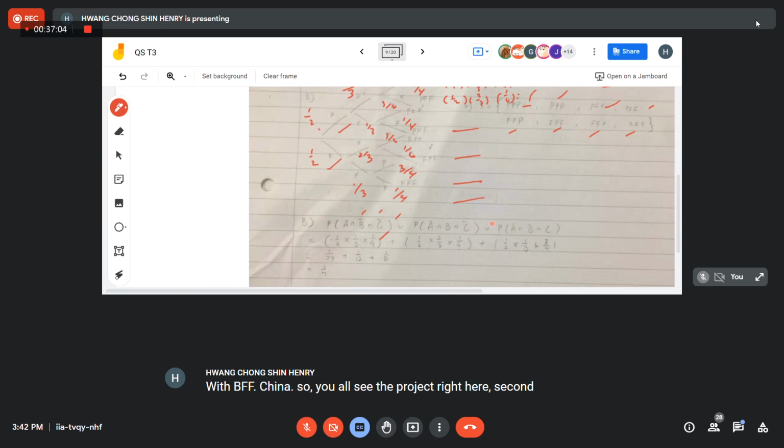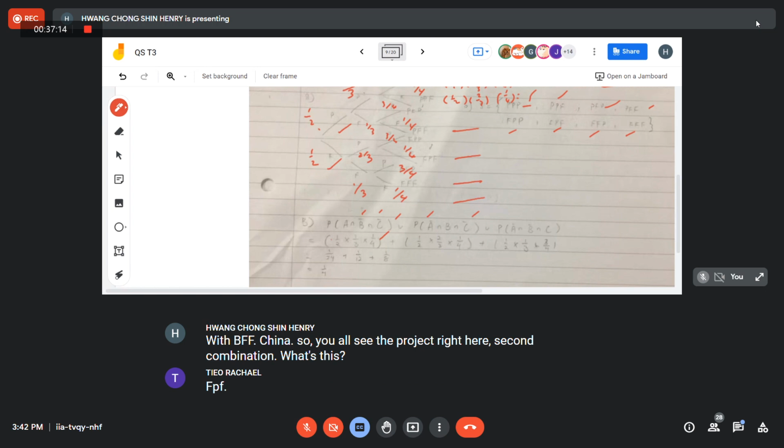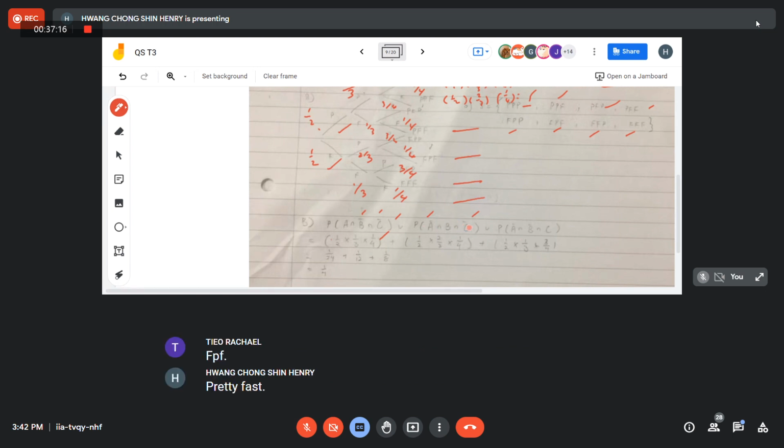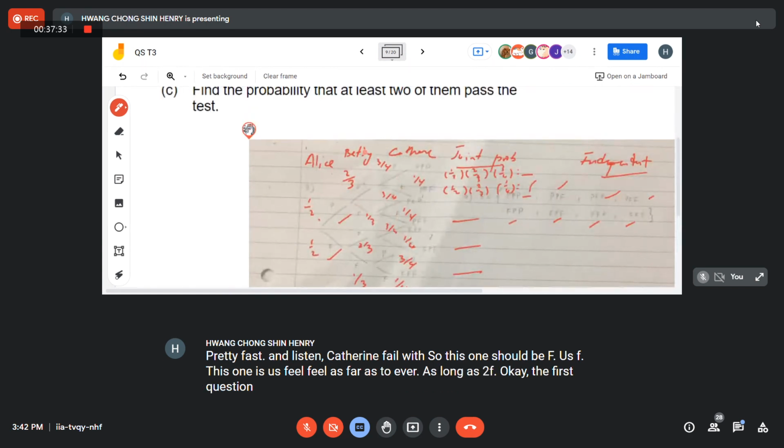Second combination. What is this? FPF. Betty pass, Alice and Catherine fail. So this one should be F pass F. This one is pass fail fail. As long as two F, as long as two F, because the question says two fail.